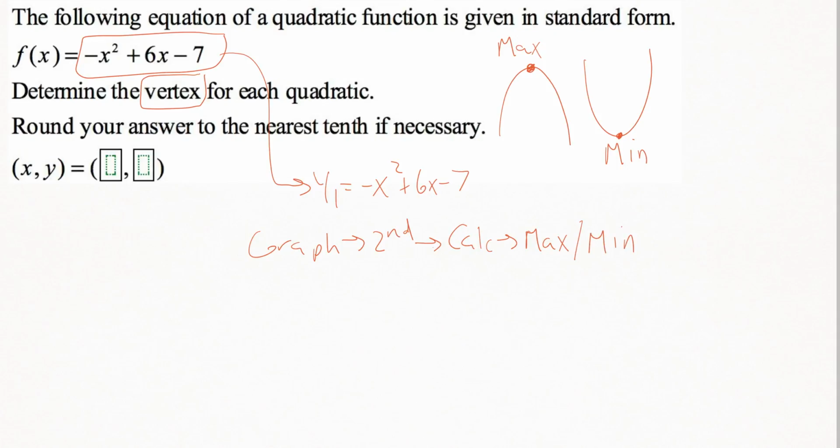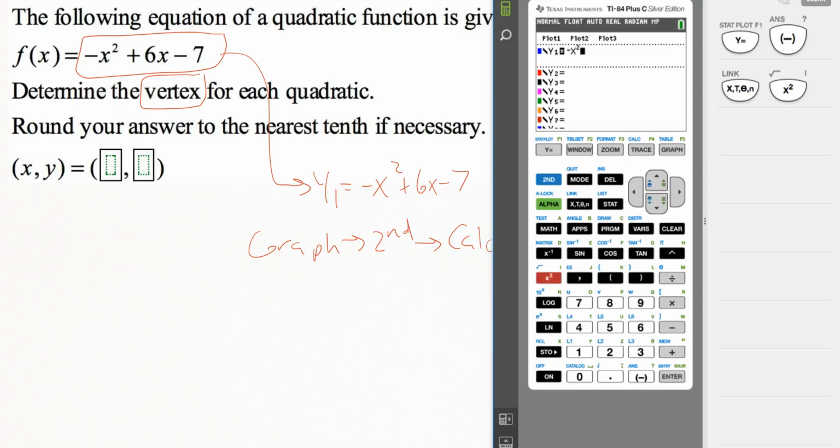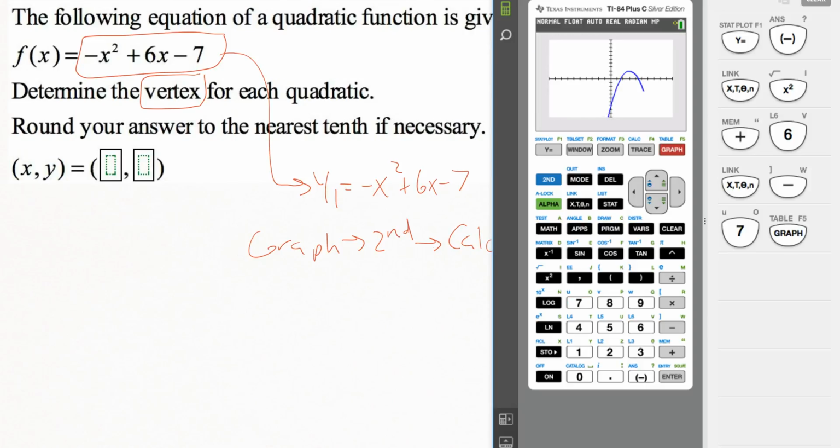So let's go ahead and pull out our TI-84 calculator. And we want to do some graphing. So we're going to go into the y equals and we're going to type the equation that they've given us. So we're going to be typing in negative x squared and then plus 6x minus 7. So after we have that put in, we're going to go ahead and just graph the equation.